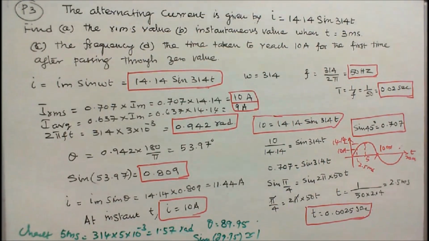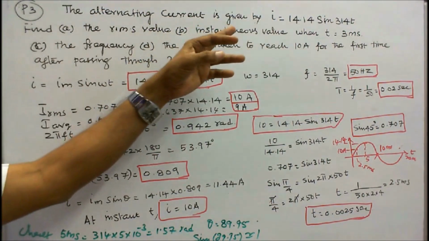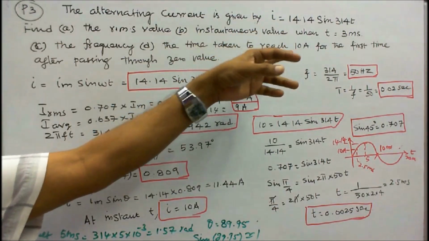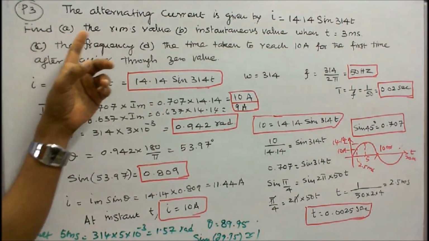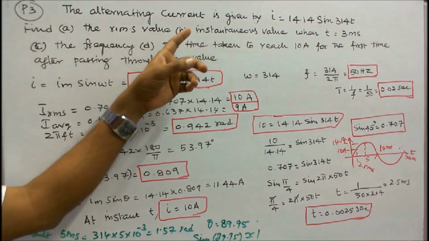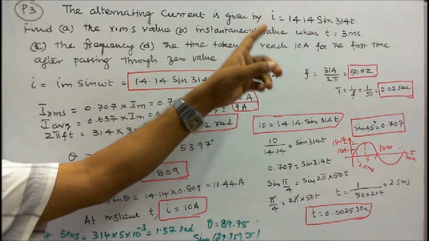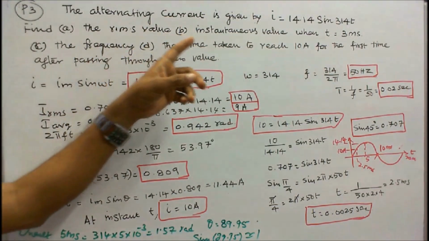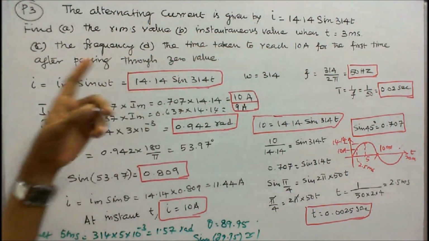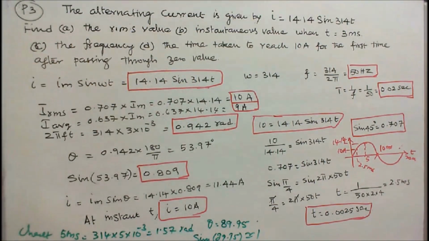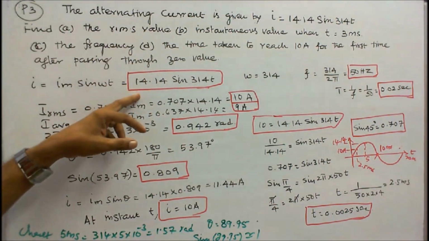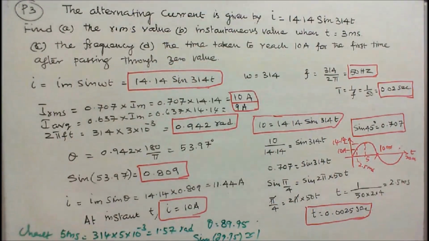Problem number 3. The alternating current is given by I is equal to 14.14 sine 314t. Find A, the RMS value, B, instantaneous value when t is equal to 3 milliseconds, C, the frequency, and D, the time taken to reach 10 amps for the first time after passing through zero value. That's the question. We know that I is equal to Im sine omega t, which is given 14.14 sine 314t. First we have to find the RMS value.